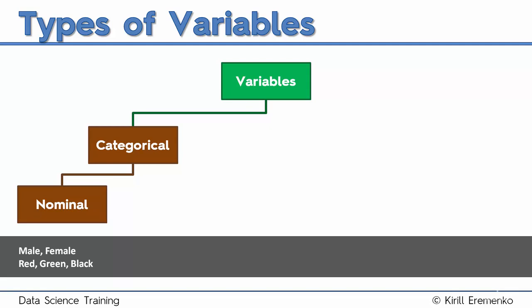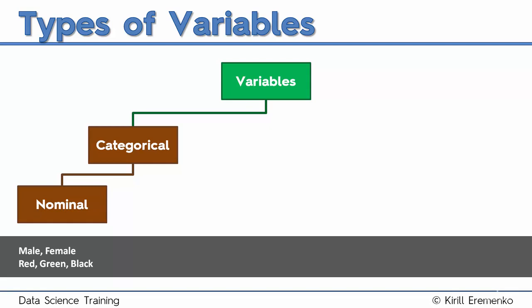Same thing with red, green, black. With colors, you can't order them. So they do categorize your data, but you cannot do anything about it. You can't put them into a chronological or any kind of order, and that's why they're called nominal. A good way to remember this is like names. Nominal and the word names sound similar, and therefore, as with names, you can't order them. Nominal variables, you can't order them either.